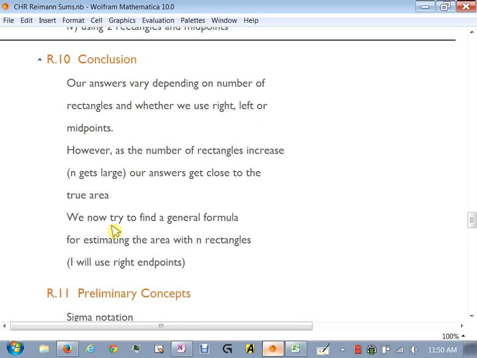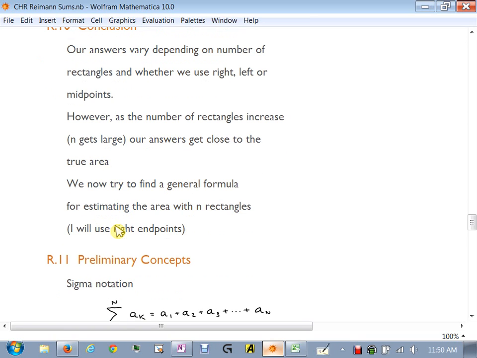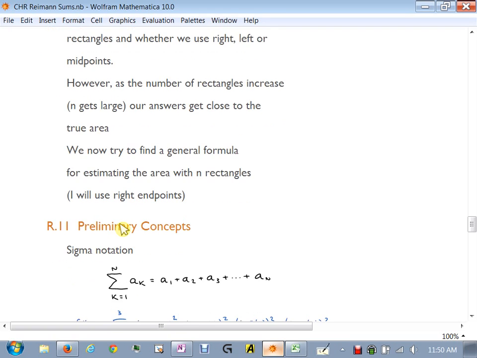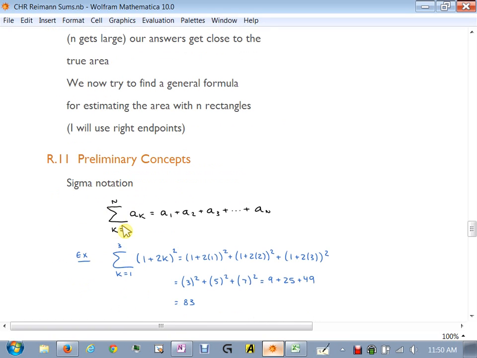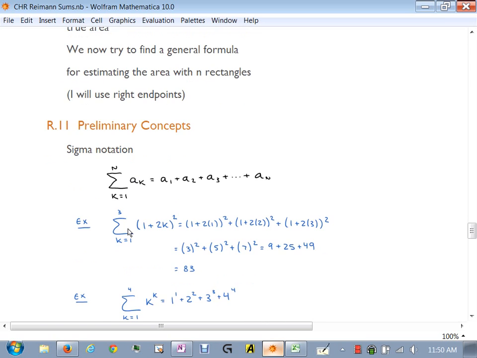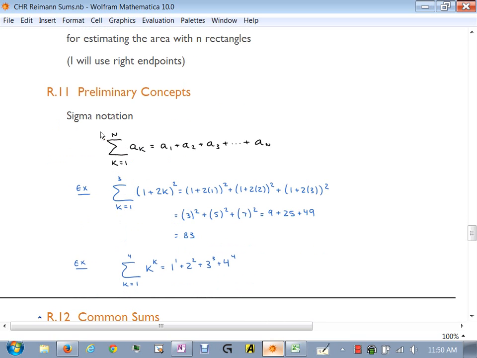All right? We now try to find that formula, but before we do it, I'm going to talk about some preliminary concepts, some things we have to know before we can do it. First, sigma notation. So hopefully you've seen this notation before. The capital Greek S, capital sigma. If you write sigma, and on the bottom you put something like k equals 1, and up here you put n, and inside you put an expression like a sub k.